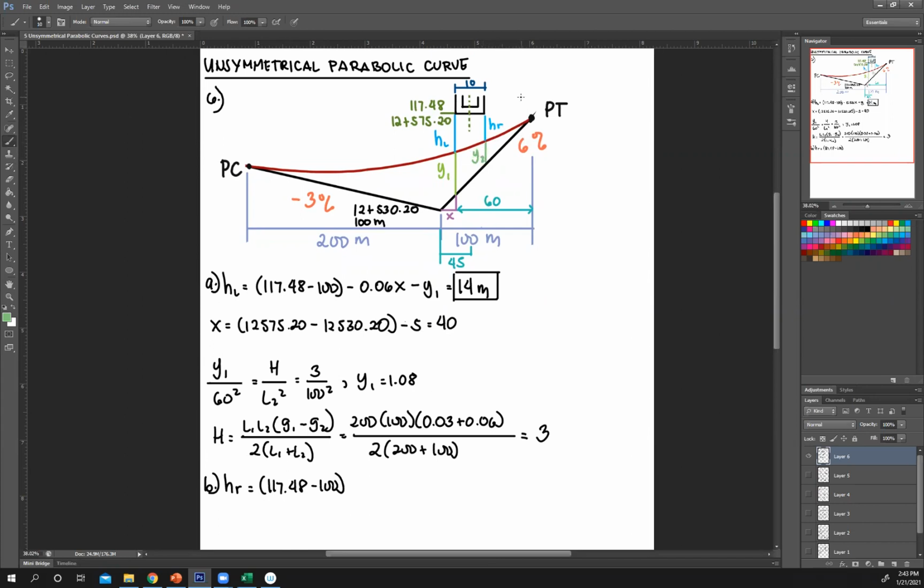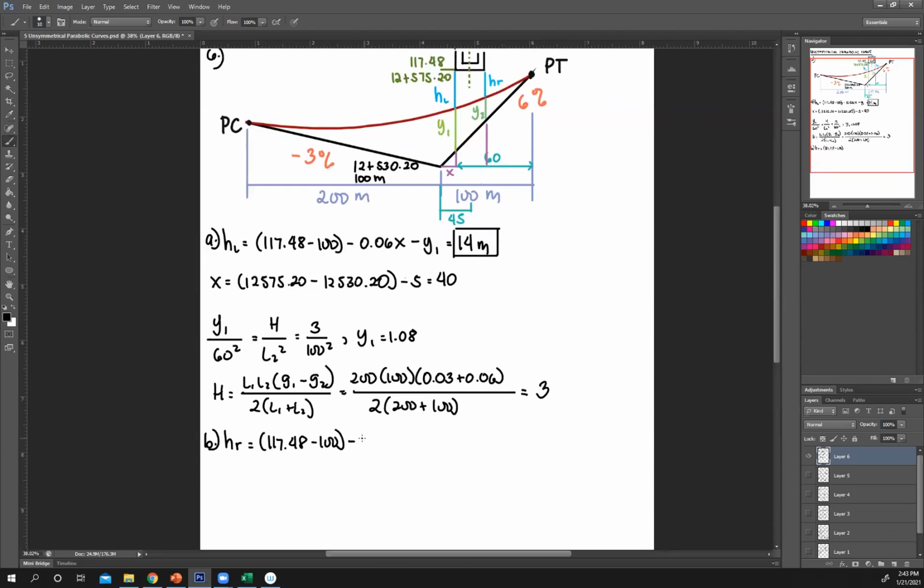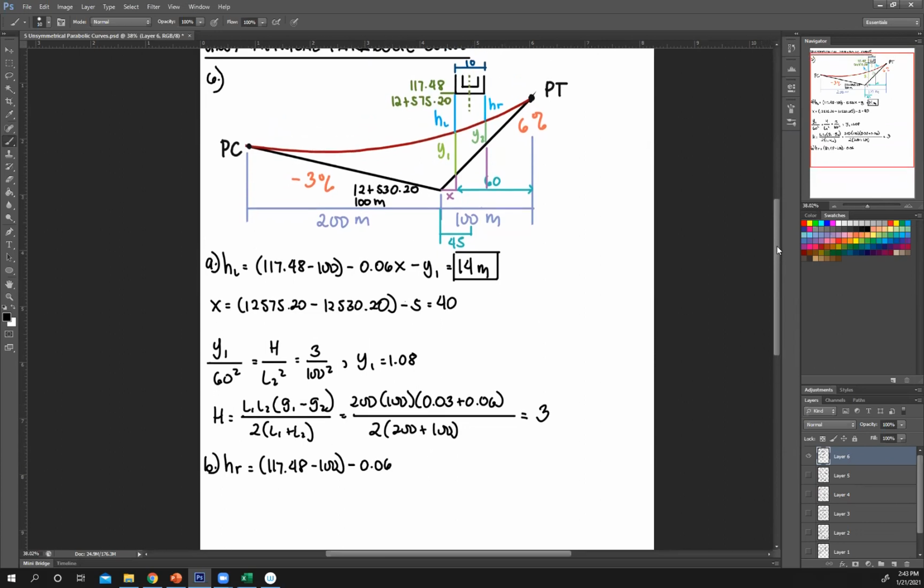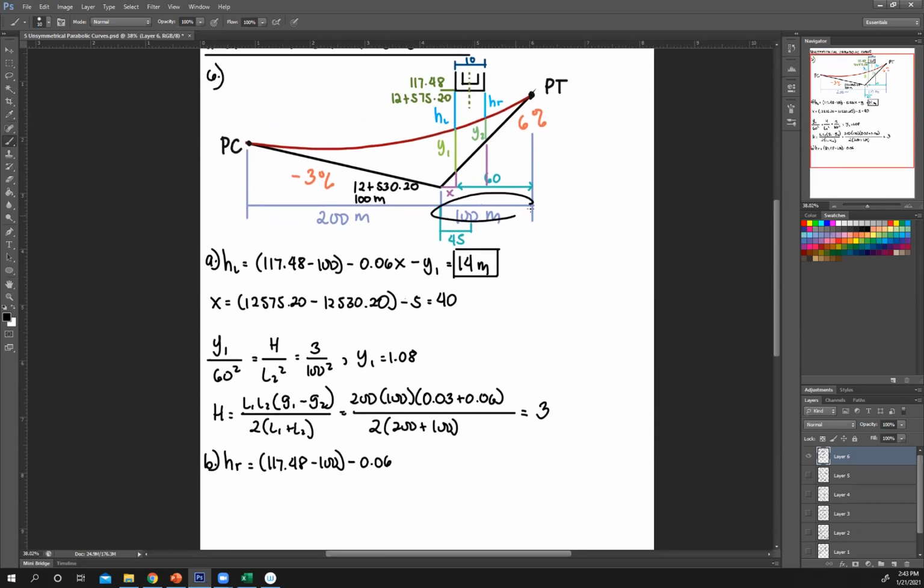So let's call this y2. And then this is another right triangle. So minus 0.06. Okay. So if this is 100, right? This is 40. This is 10. Therefore, this is 40. This is 10. Therefore, the run or the base of your right triangle is just 50.